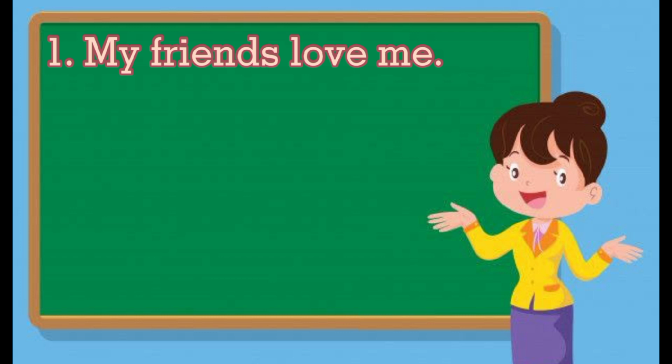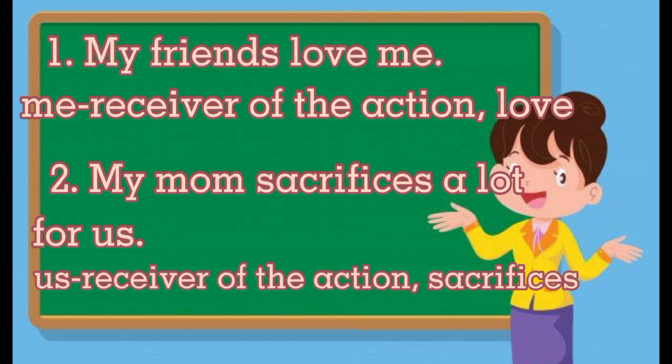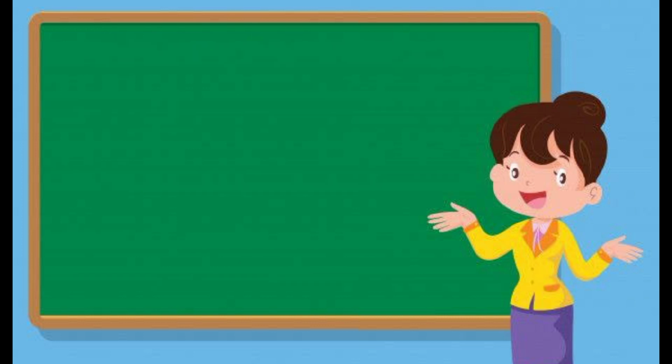For our first example, we have my friends love me. In this sentence, who gives love to me? Perfect. It's my friends. So who receives the verb? It is our pronoun me. So do you think it is objective? You were right. Next, we have my mom sacrifices a lot for us. In this sentence, guys, whom does my mom sacrifice for? You were right. It's for us. So us here receives the action sacrifices. So it still functioned as an objective pronoun.